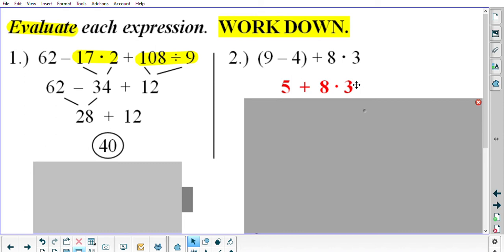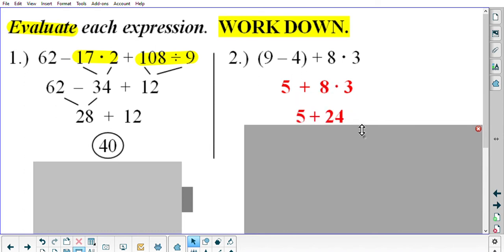All right, let's keep going. Do we have exponents? No. So we don't have to worry about that step of order of operations. What's next? Multiplication and division. 8 times 3, that needs to be done before you ever add 5, according to the order of operations. You multiply and divide before you add and subtract. So 8 times 3, hopefully you all know your times tables, that is 24.